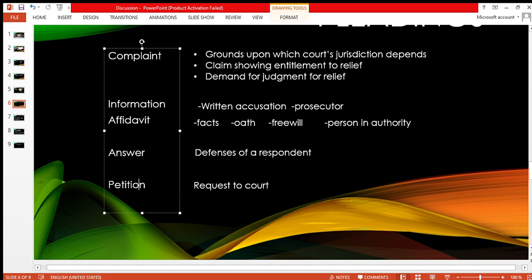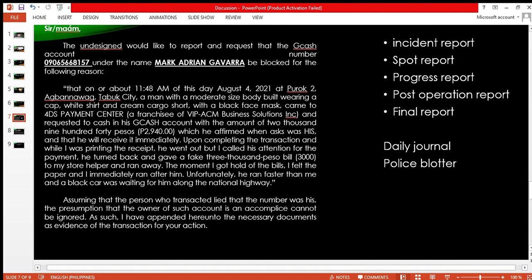Once the complainant is going to answer the petition also, what we call that is a reply. So, complaint from the victim, answer for the defendant or the accused. An answer to the answer is a petition, okay? Petition for review. And an answer to a petition is what we call a reply. Okay? Reply. Okay. So that is what we call a pleading.